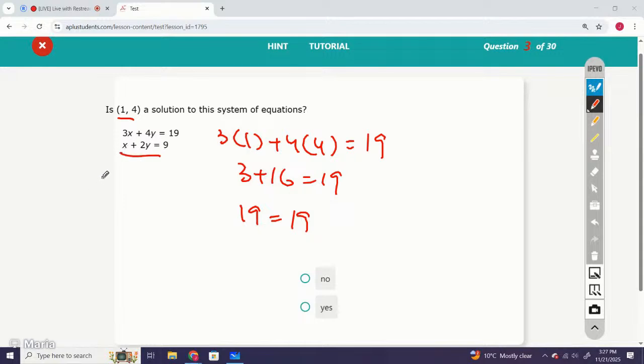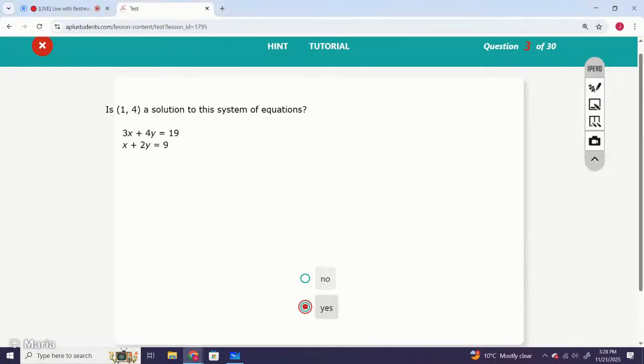Now look at this second one. x is 1 plus 2 times 4. So 1 plus 8 equals 9. So 9 is equal to 9. So both the equations are satisfied by the point (1, 4). That means the correct option is yes, (1, 4) is a solution to the system of equations. So option number 2 is the correct option. Yes, it is.